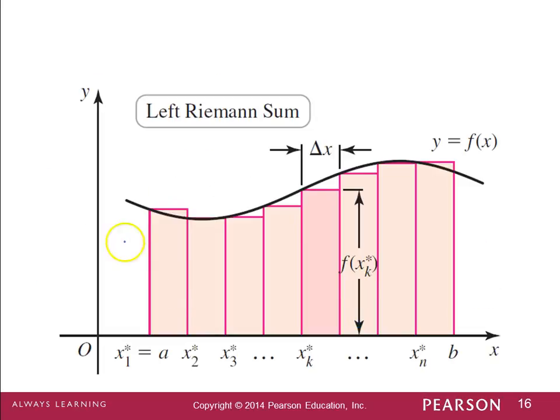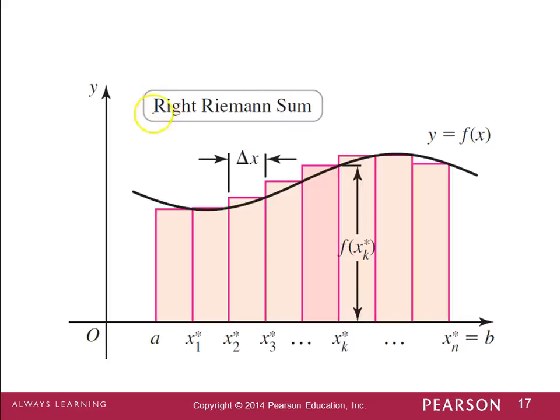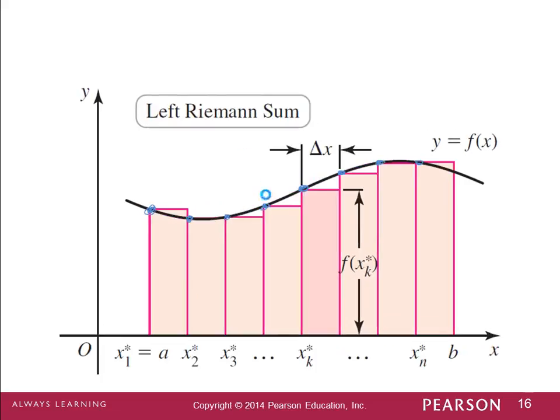To get a picture of this, looking at this curve, in the left Riemann sum, notice how the left end of the rectangle is in contact with the function. So we're using that point to define the height of our rectangle. The left point defines the height of our rectangle, whereas in a right Riemann sum, the right point defines the height of our rectangle. Just flipping back and forth between these, we see that there's a slight difference in the area.